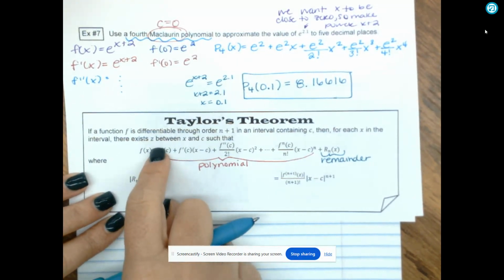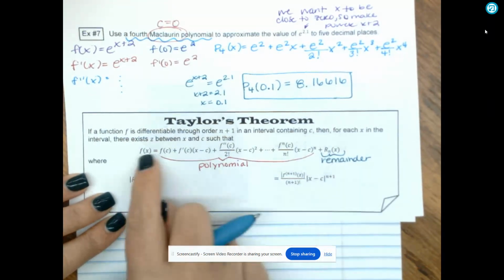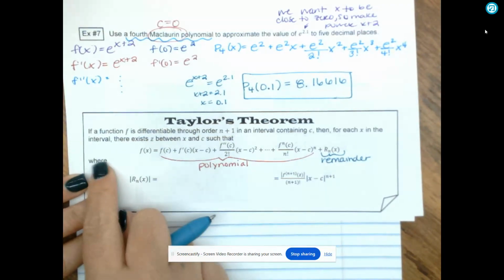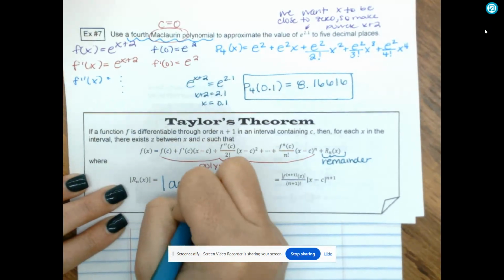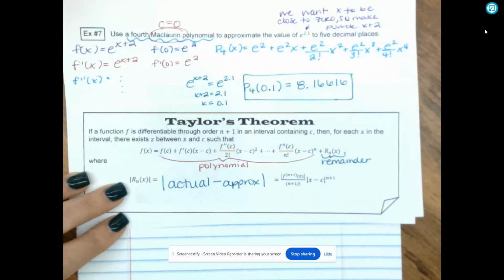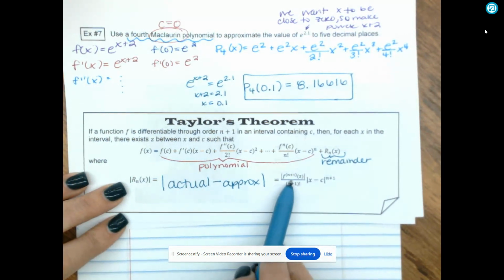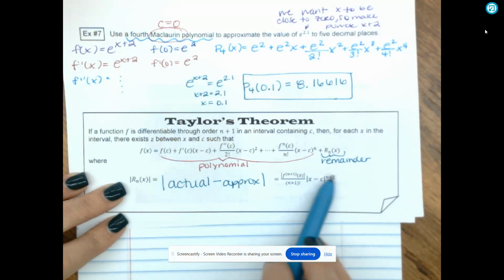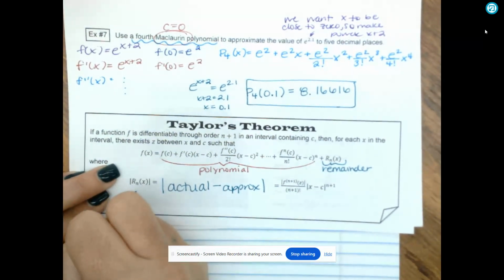Okay, there exists z between x and c such that f of x equals the polynomial plus the remainder, where the absolute value of the remainder equals the actual minus the approximate. Okay, so that means the absolute value of f to the n plus 1 of z, sorry, so that's the derivative, okay, over n plus 1 factorial times the absolute value of x minus c to the n plus 1. Okay, ultimately this right here is representing our error.